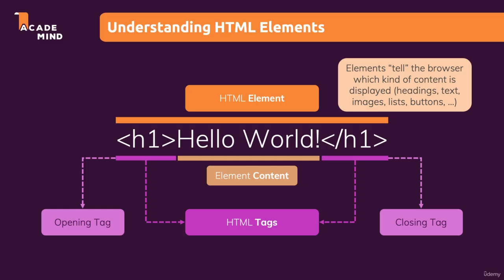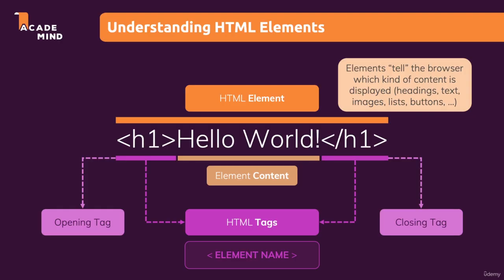Now, if we take a closer look at those tags, we can also split those up even more. There we have those angle brackets, less than and greater than. And between those angle brackets, we have the so-called element name. And that's another official term which you might want to memorize. So in this case, h1 is the element name, hello world is the element content. Together with the angle brackets, the element name forms the HTML tag.